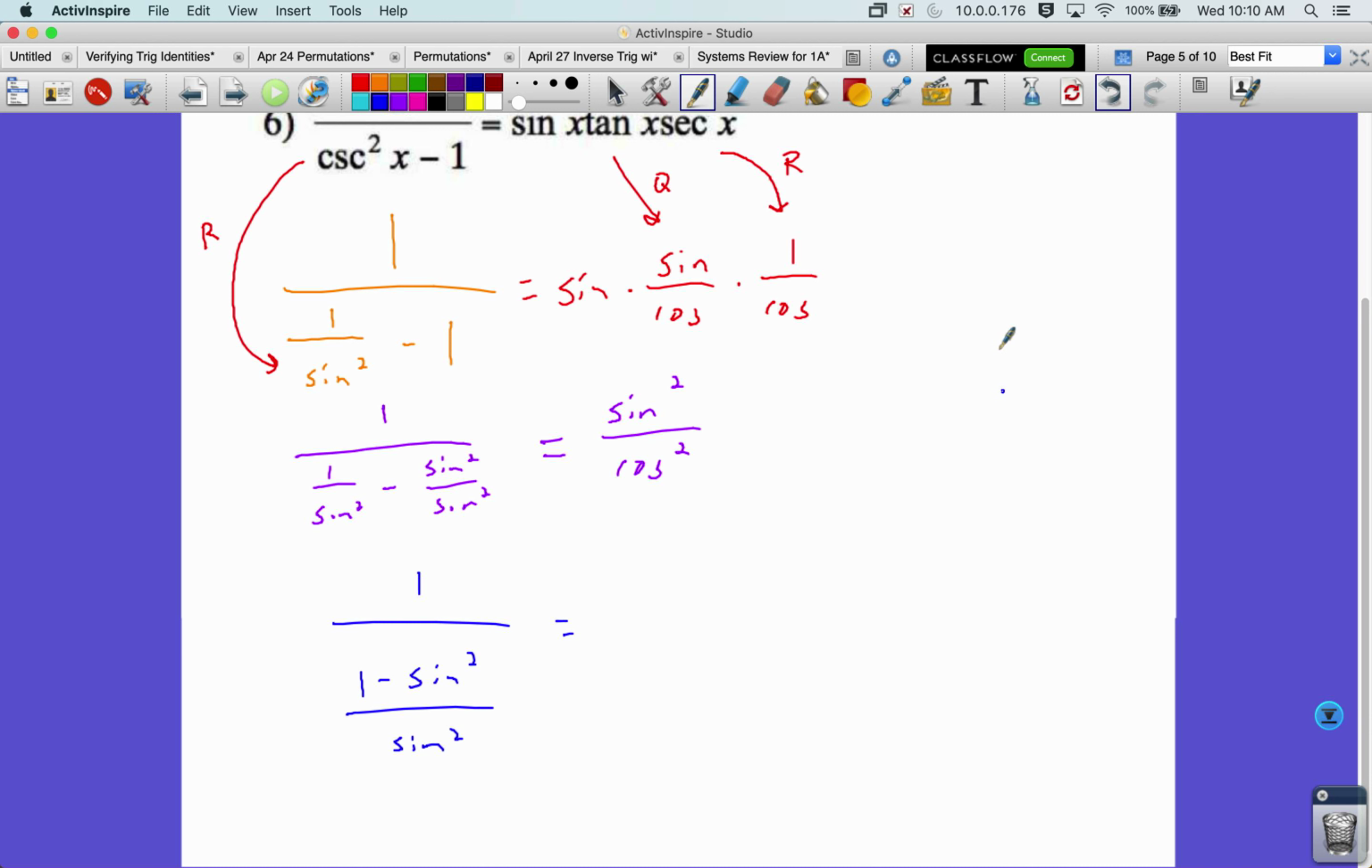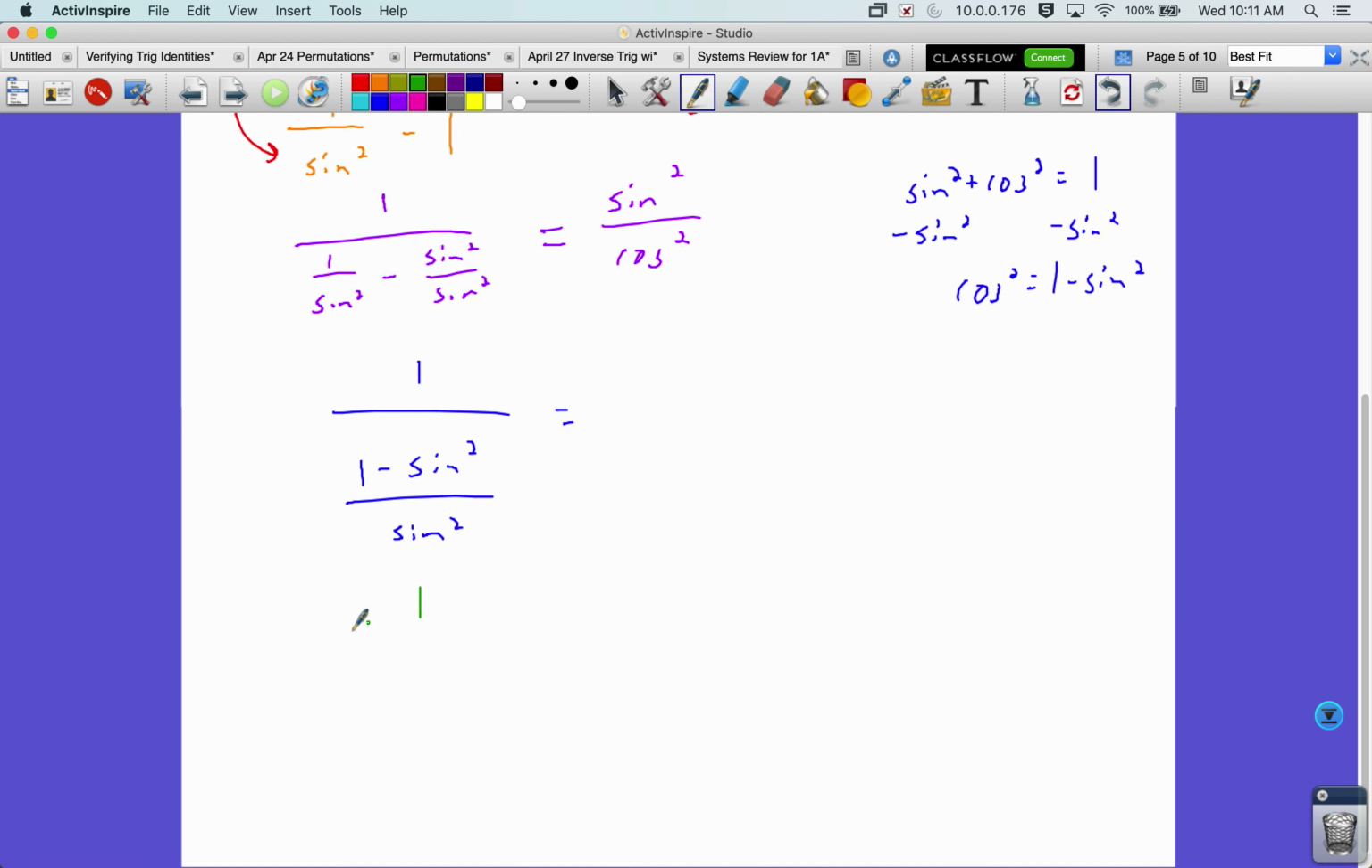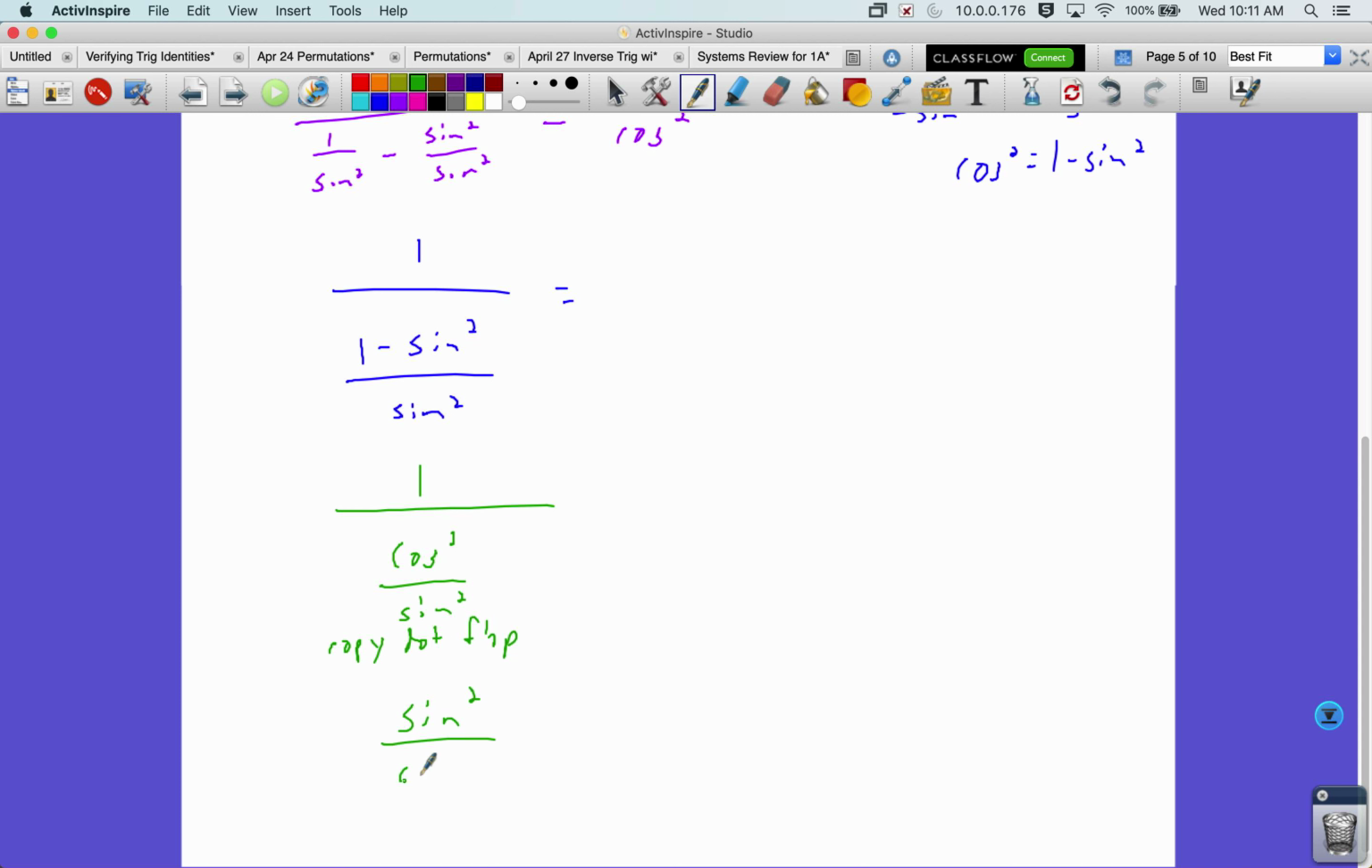Still equals that. Off to the side, I'm going to write my Pythagorean identity. Sine squared plus cosine squared equals 1. I'm going to change it to look like this by subtracting sine squared from both sides. And then I get cosine squared equals 1 minus sine squared. So 1 minus sine squared can be replaced with cosine squared. Maybe now you see how this is going to work out. So 1 over cosine squared over sine squared. And then I copy, dot, flop, and then I get sine squared over cosine squared equals sine squared over cosine squared. I've got the two sides to balance.